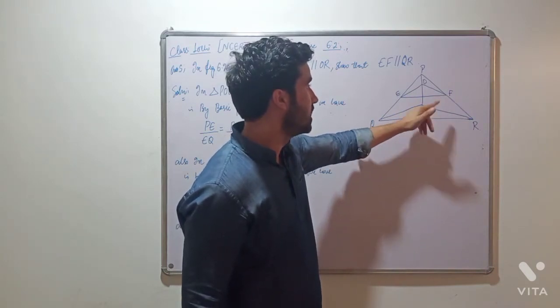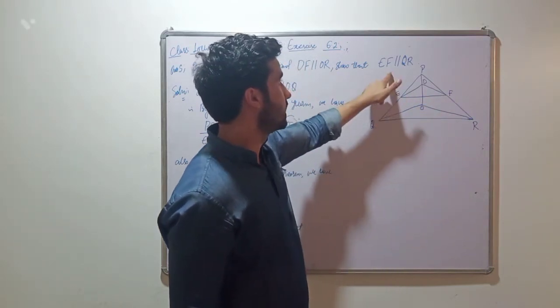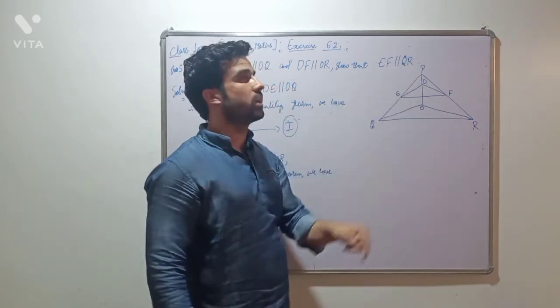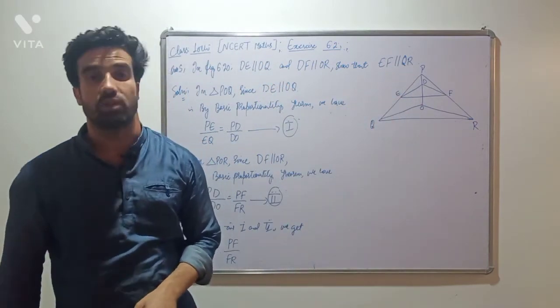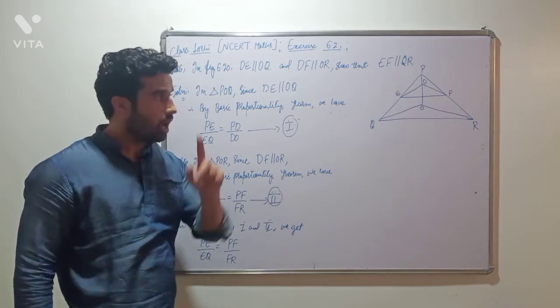So we may directly say that EF is parallel to QR. So we will get EF parallel to QR as per the converse part of BPT is concerned. ठीक है, आपको क्लियर हो रहा है?